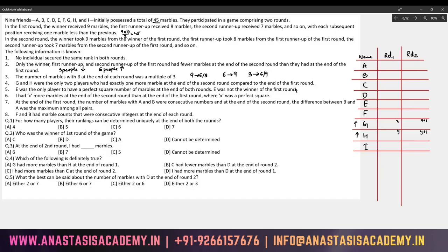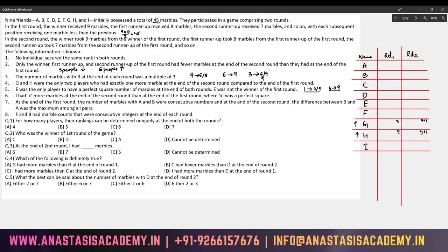Okay. Now, among the number of marbles, 1, 4, and 9 are the only 3 perfect squares. If he had 1 in the first round, he could end up at 4 or 9. If he had 4 in the first round, he could end up at 9. And if he had 9 in the first round, that is not possible because E was not the winner of the first round. These are the two possibilities for E.